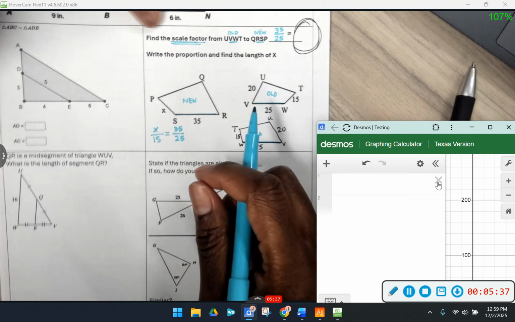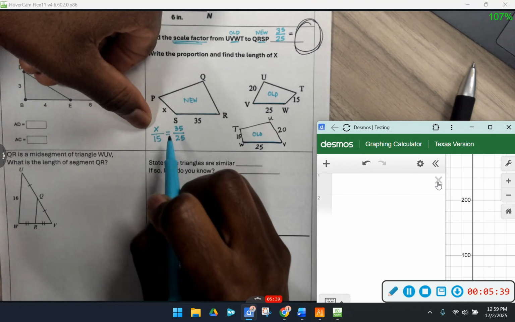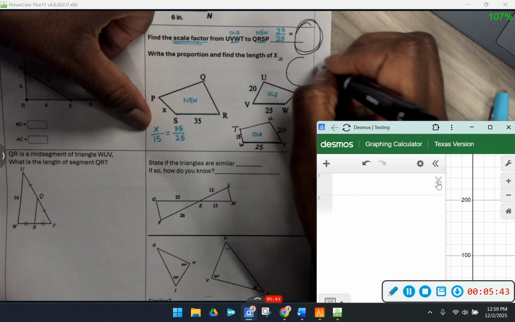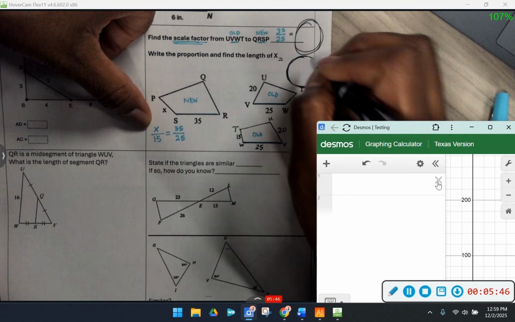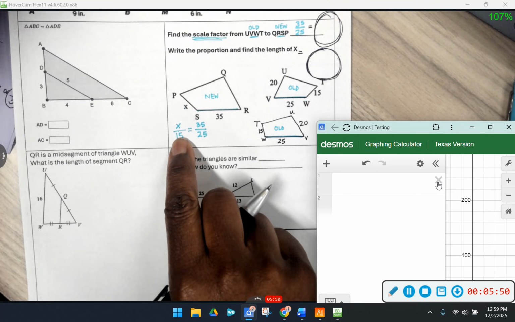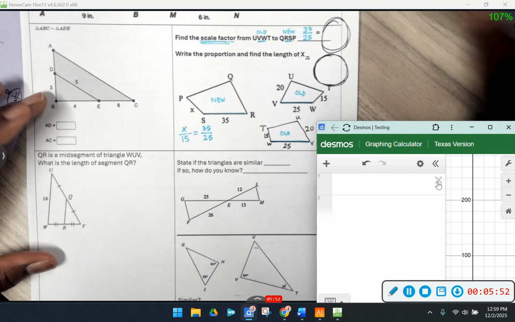So please keep following along here and go ahead and solve this proportion. Find the length of X, and then go ahead and write your other answer right here. Make a circle for yourself and write your other answer right here once you solve for X, okay? I'm not going to be doing all the problems with you. I will walk you through them, all right?